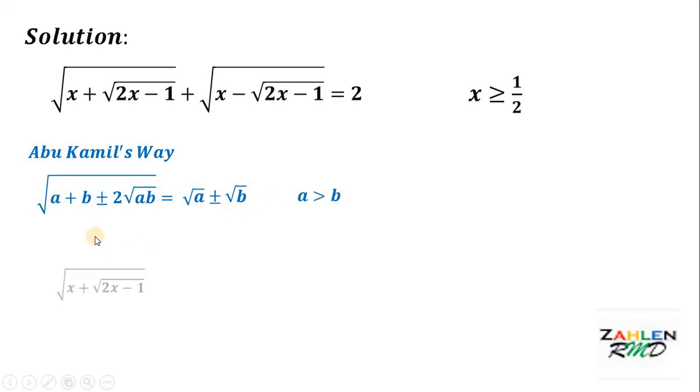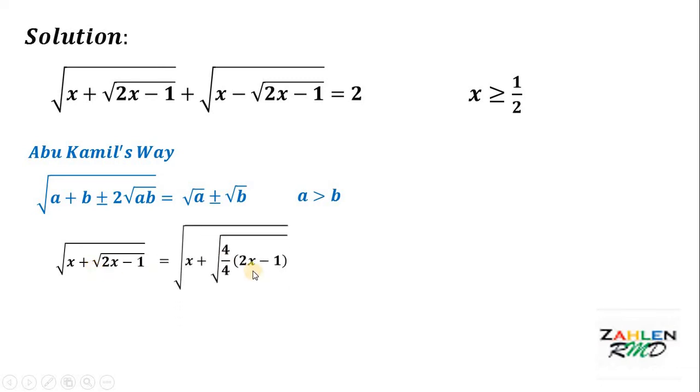Now let's continue. Let's take the first term. Now what we're going to do is to force this term to make it equal to a plus b plus or minus 2 times the square root of ab. Now as you can see, we need a 2 outside of our radical sign. Therefore, what we're going to do is to multiply 2x minus 1 by 4 over 4. Now take note that 4 over 4 is just 1. Now at this point, we can get the square root of 4 and it is equal to 2. Therefore, we have 2 times the square root of 2x minus 1 all over 4.